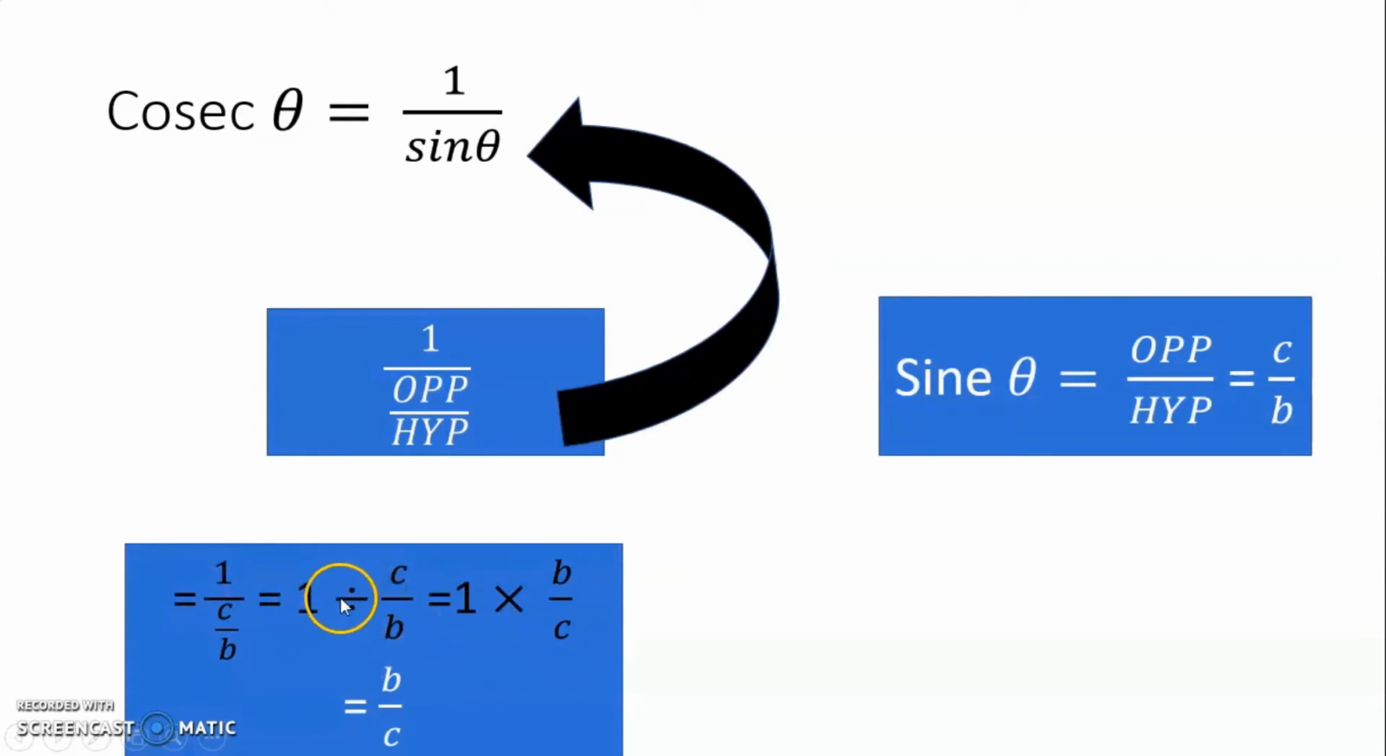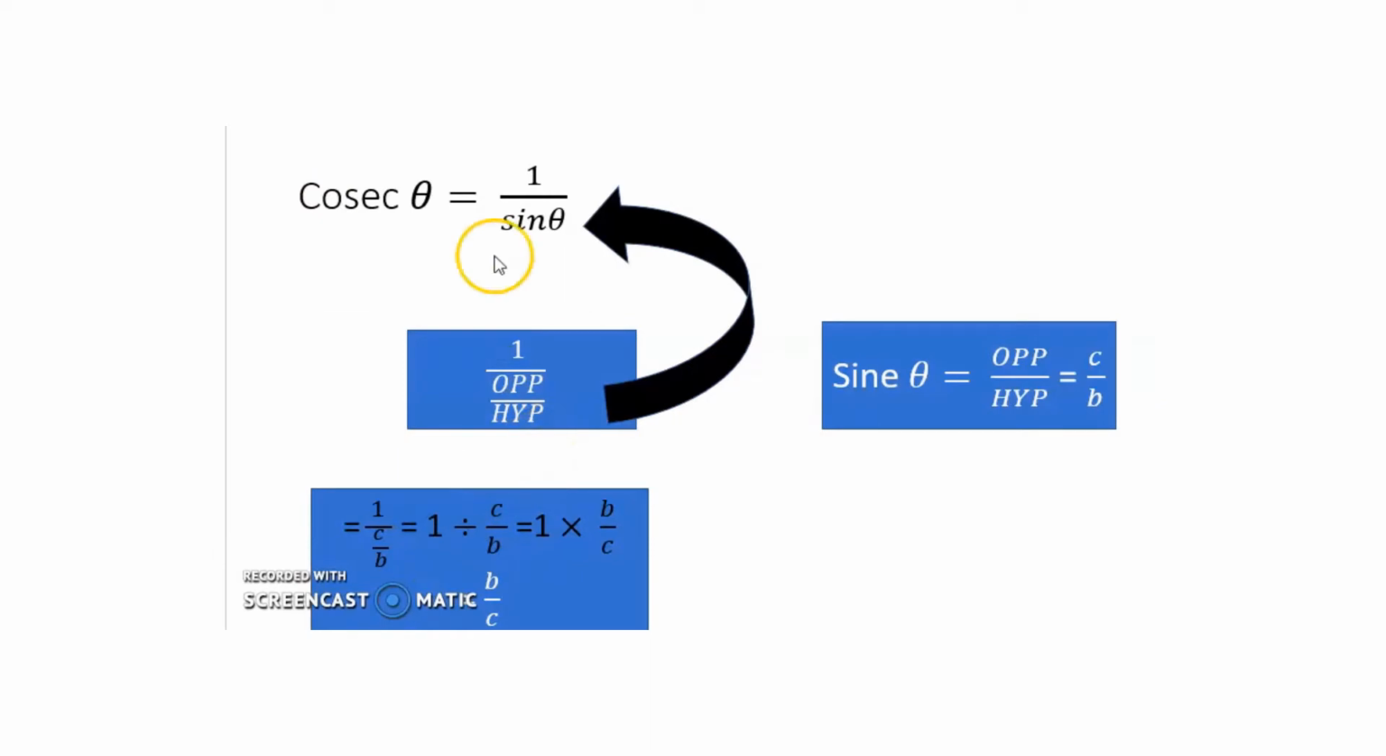To change this division to multiplication, I find the inverse: b comes up, c comes down. So it becomes 1 times b over c, which is equal to b over c. So cosec theta is equal to b over c. Have you seen that cosec theta is the inverse of sine theta? Sine theta is c over b, while cosec theta is b over c. So this is the inverse of this.